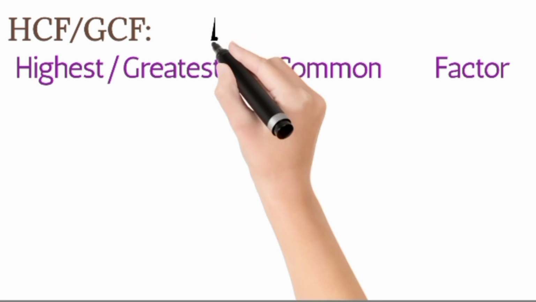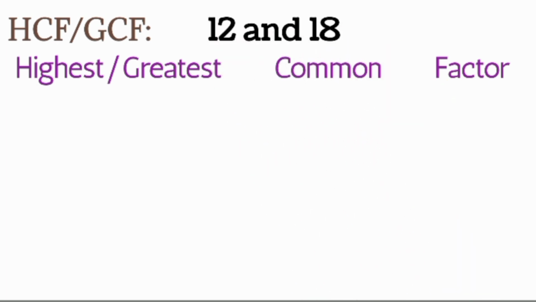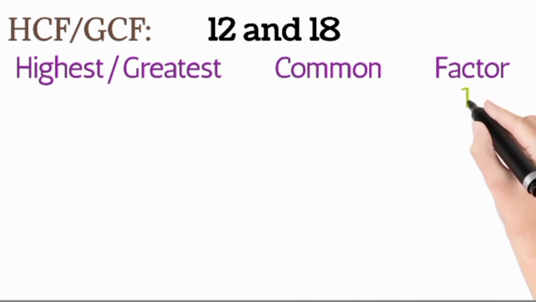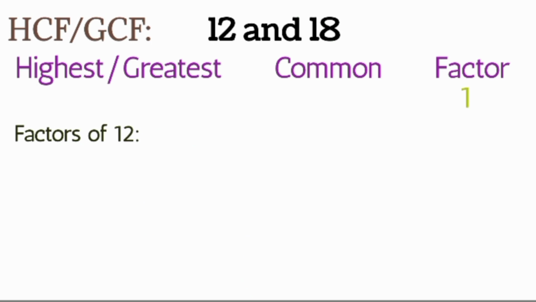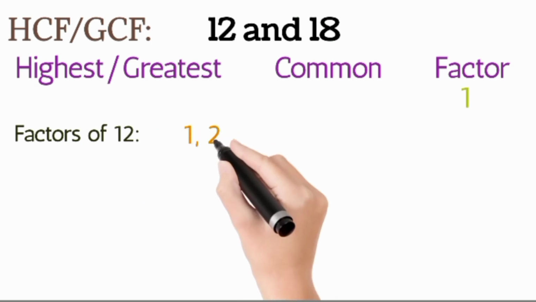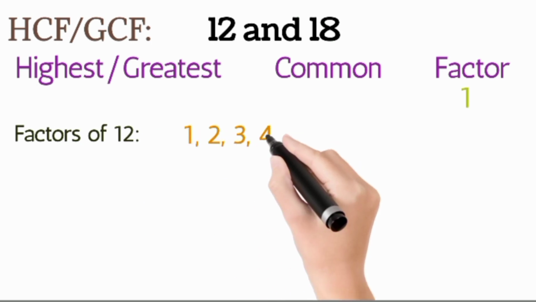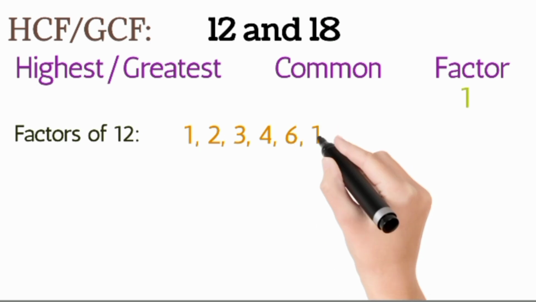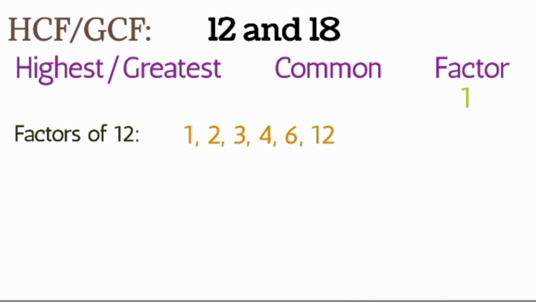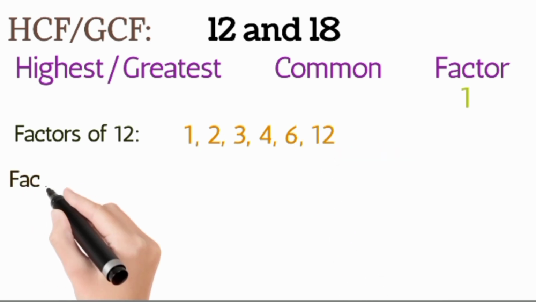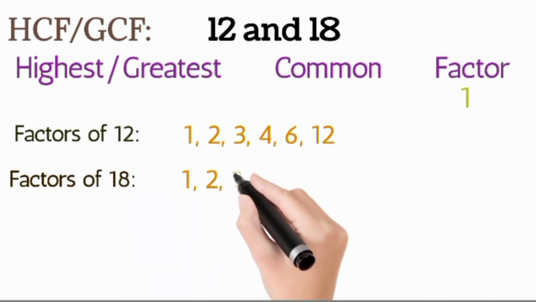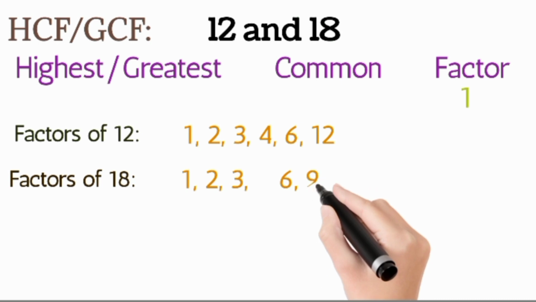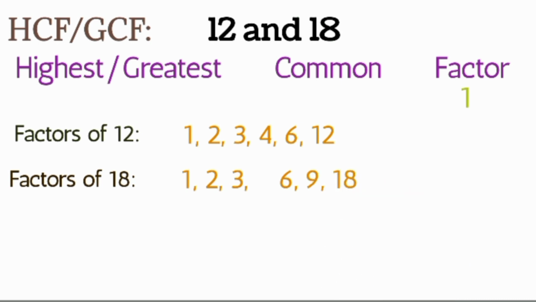For example, 12 and 18 are the two numbers that we need to find the HCF of. Step number 1, we will first list down all the factors of 12 and 18. So the factors of 12 are 1, 2, 3, 4, 6 and 12. And the factors of 18 are 1, 2, 3, 6, 9 and 18.